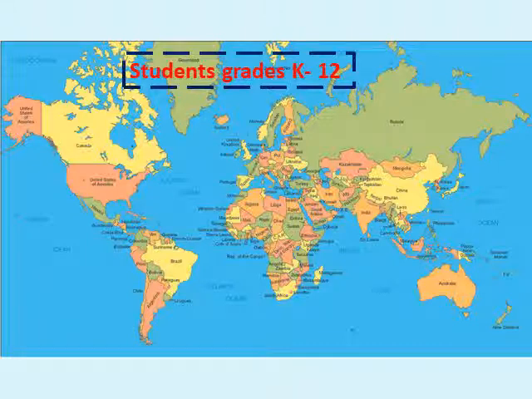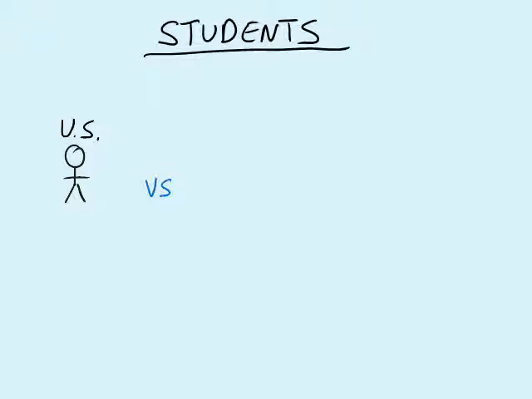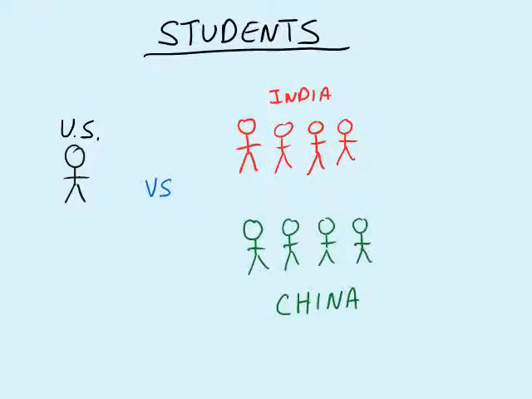Okay, if we look at the number of students in the United States and compare them to, for example, China and India, for every one student in the United States, there's 4 in India and 4 in China. So we are outnumbered.